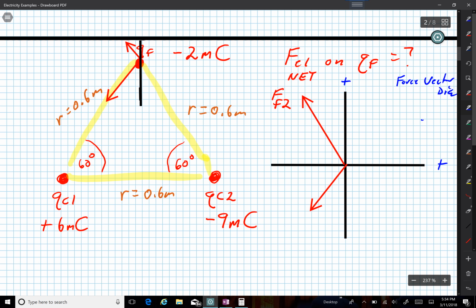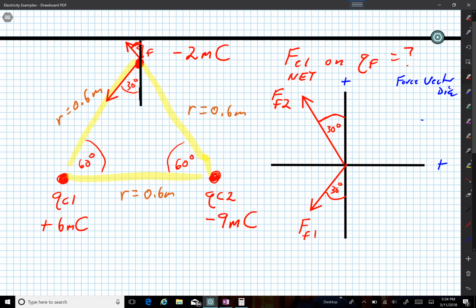So this is FF1, okay? And now hopefully you can see this is 30 degrees. So this is 30 degrees. And this up here will be 30 degrees. So a little construction line drawn on my physical diagram can help me transfer information about angles correctly over to my vector diagram. And now we've got the setup.